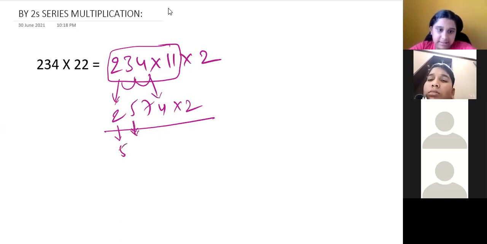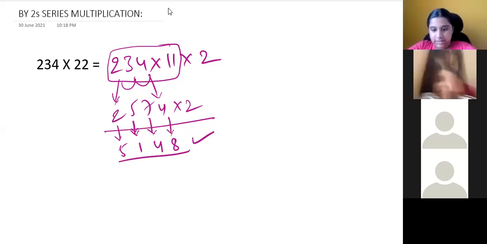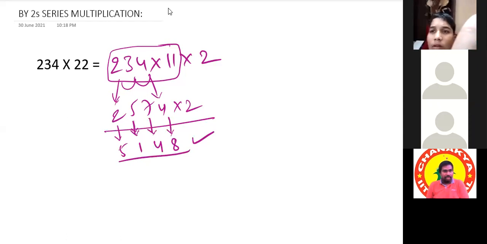5 double, end number is 0. 5 plus 5, end number is 0, but the next place carry, that's why 1. 7 plus 7, end number 4, but the next place no carry, that's why 4 only. So 4 double is 8. Correct. Sir, I didn't understand, sir. Can you tell once again? I have a doubt, sir. Can I ask? Yeah, tell.